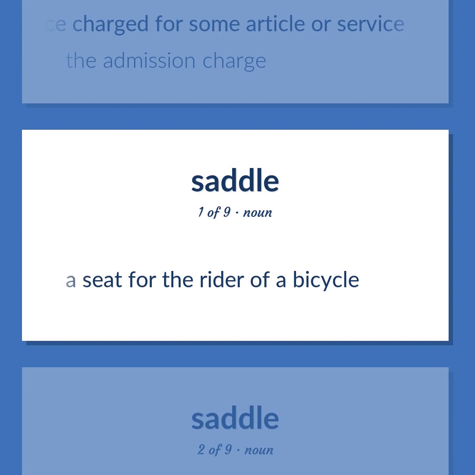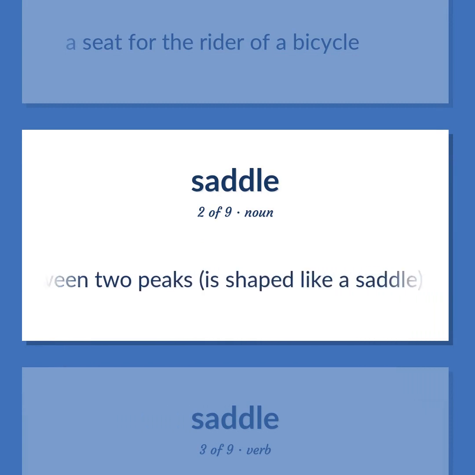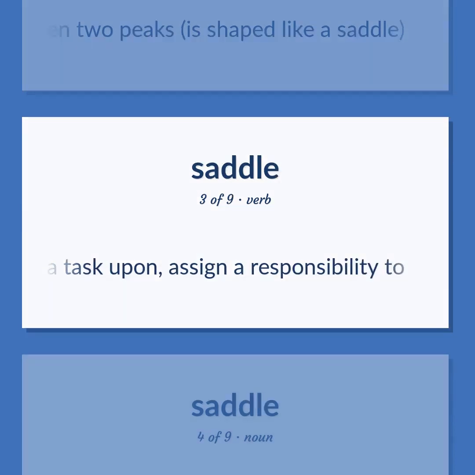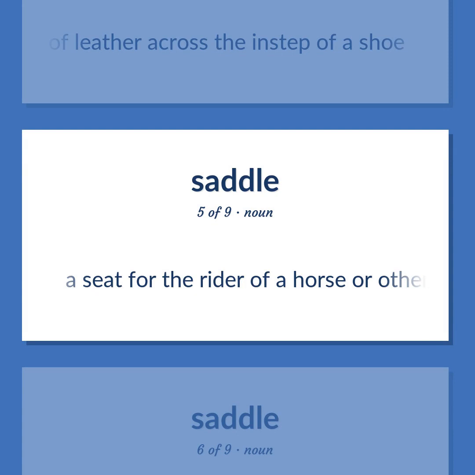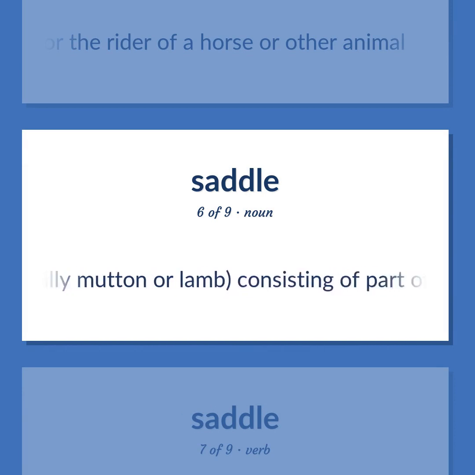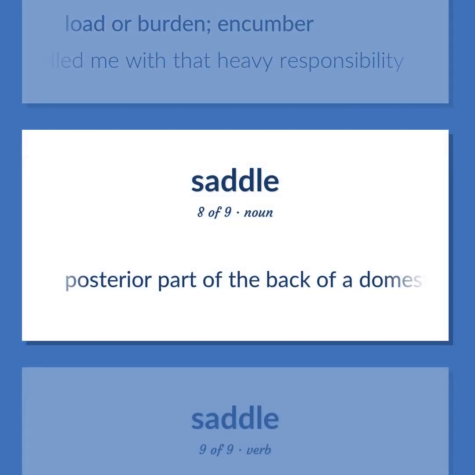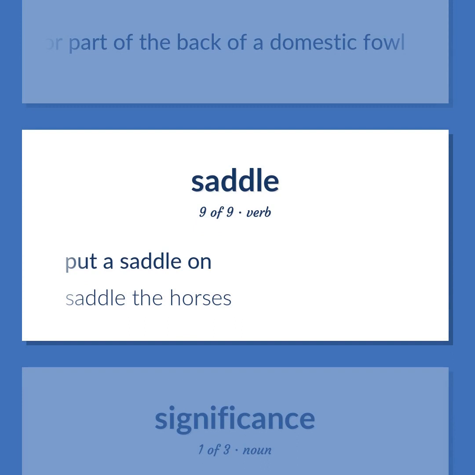A seat for the rider of a bicycle. A pass or ridge that slopes gently between two peaks, shaped like a saddle. Impose a task upon, assign a responsibility to. A piece of leather across the instep of a shoe. A seat for the rider of a horse or other animal. Cut of meat, especially mutton or lamb, consisting of part of the backbone and both loins. Load or burden, encumber. He saddled me with that heavy responsibility. Posterior part of the back of a domestic fowl. Put a saddle on. Saddle the horses.